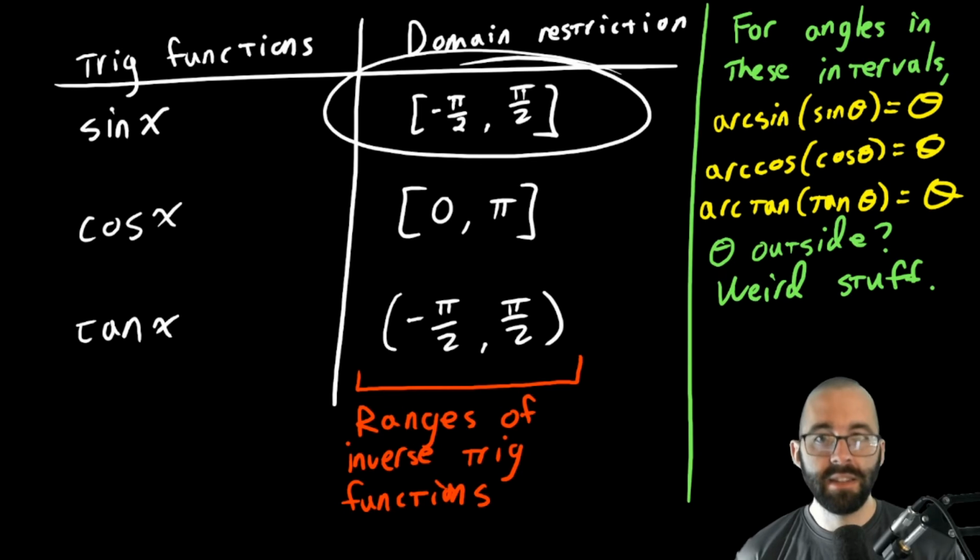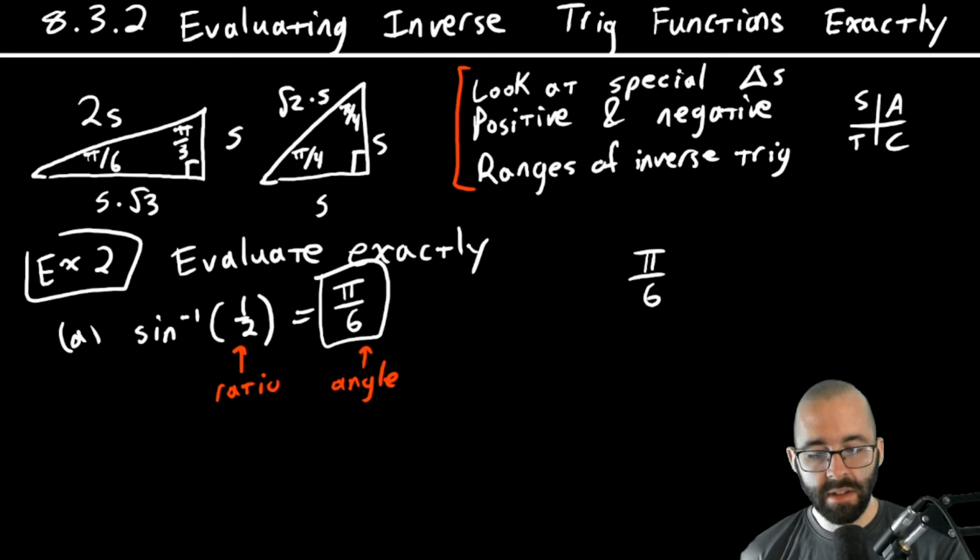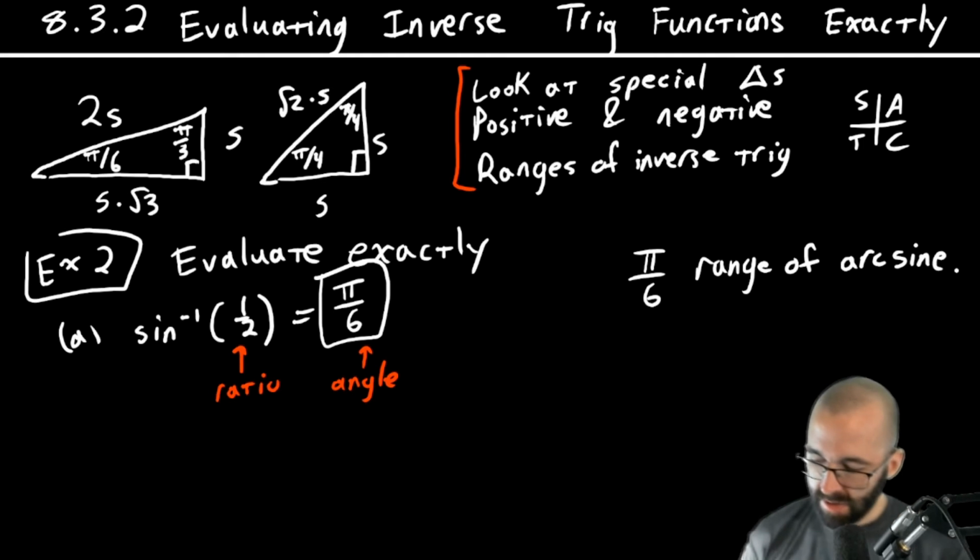Pi over 6 is in this interval, yeah. Negative 90 degrees to positive 90 degrees. Good. So because we checked those two things, we know pi over 6 is indeed our answer. So again, we're making sure that it's in the right quadrant, so it has the right sign, and it's in the range of arc sine or inverse sine. Okay, that's very, very important. You'll see why maybe later.